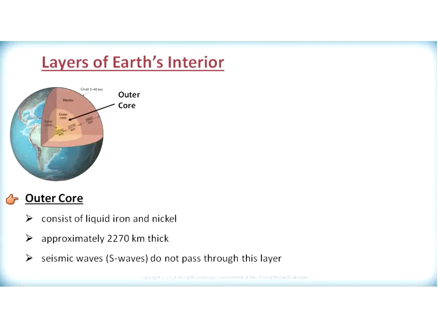Beneath the lower mantle is a region called the outer core. The outer core consists of a liquid nickel and iron, and it is the only layer within Earth that is a liquid. It is approximately 2,270 kilometers thick, and seismic waves, we call S waves, do not pass through this layer. This is a topic that will be discussed at a later time.